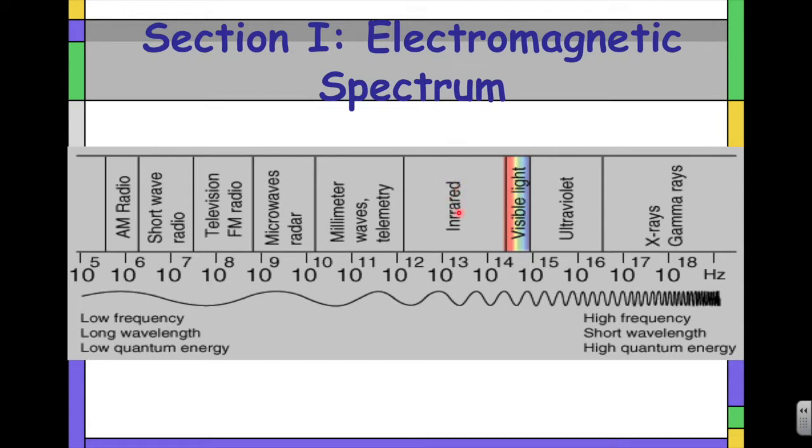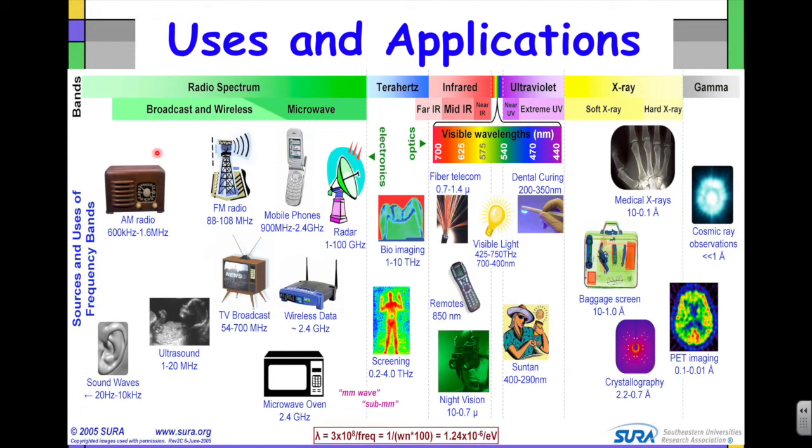Infrared light does not hurt you, but anything that emits heat will emit infrared light. And then we get longer and longer wavelengths, so we end up getting down to the radio waves down here. Lots of good examples from that.